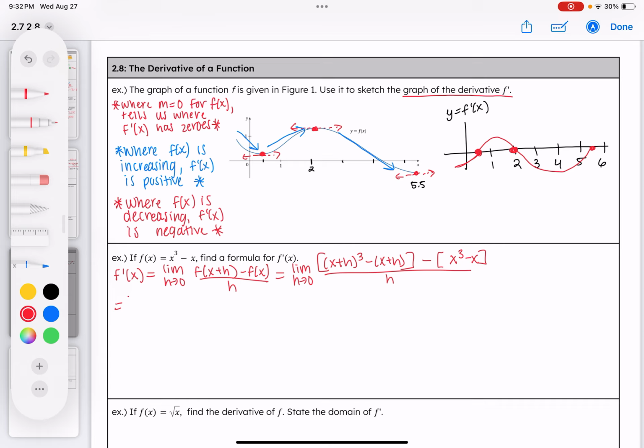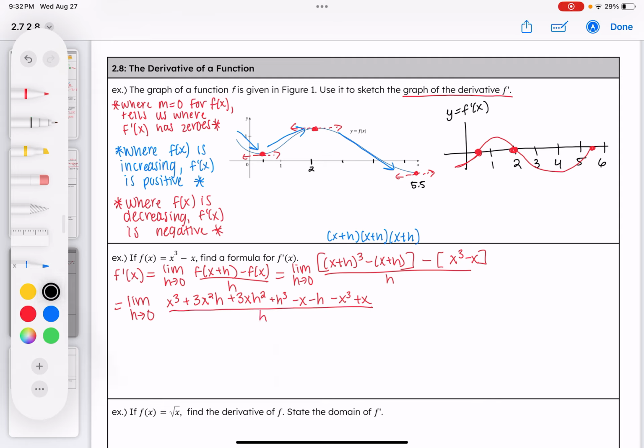Okay, when I expand this, I have the limit as h approaches 0. Again, this x plus h means that you're multiplying this to itself 3 times. So you might want to do scratch work, double check my work. When you do this on your own, I will expect to see this, but for space purposes, I'm going to give you guys what this looks like. So I have x cubed plus 3x squared h plus 3x h squared plus h cubed minus x minus h minus x cubed plus x. So that's the entire numerator expanded. That's also including distributing this negative to my f of x function.